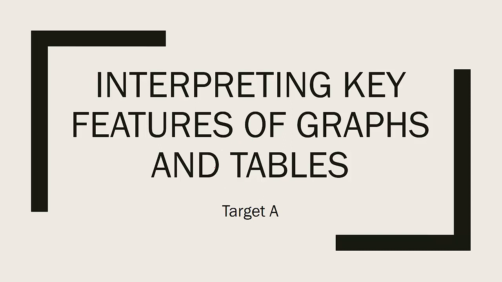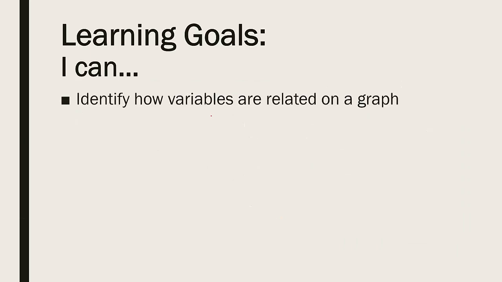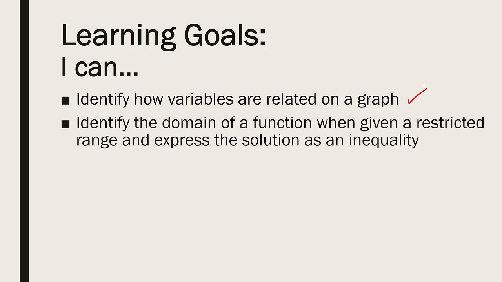Okay, we are beginning Target A, and we are doing interpreting key features of graphs and tables. So, learning goals for this lesson. I can identify how variables are related on a graph. This is not new. You should be good here. No problems. Identify the domain of a function when given a restricted range and express the solution as an inequality.